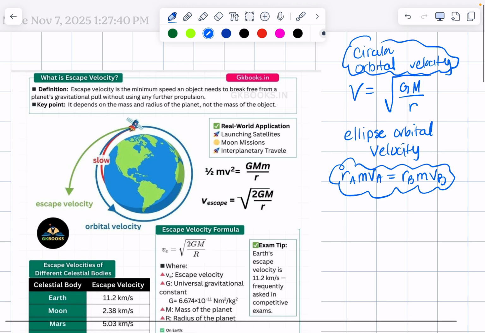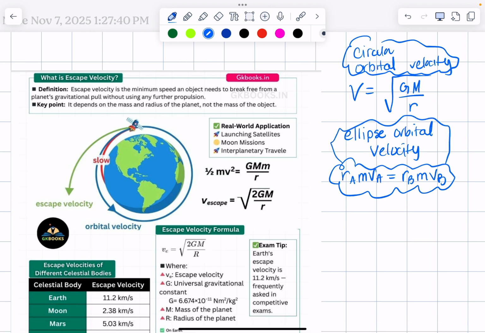But what we're going to talk about now is the velocity that allows you to escape Earth's gravity. That means it's just enough velocity to get you out of Earth's gravity. Consider two positions. You have the position you're starting at: that's V orbital, and its radius is R orbital.